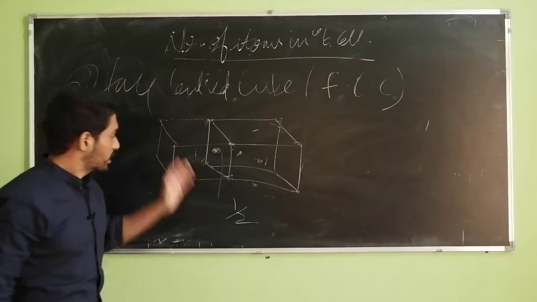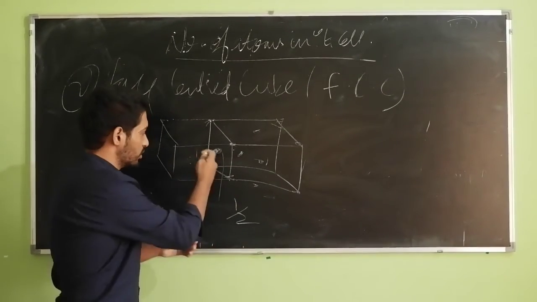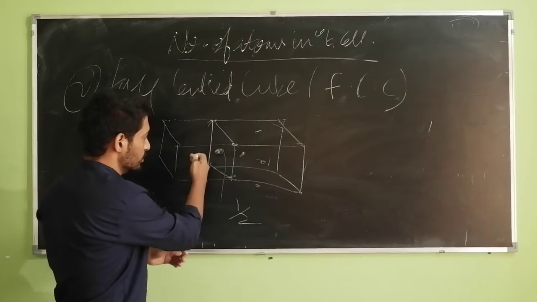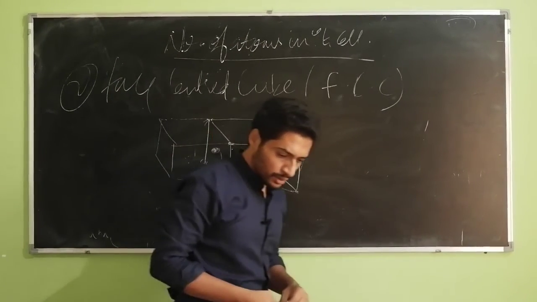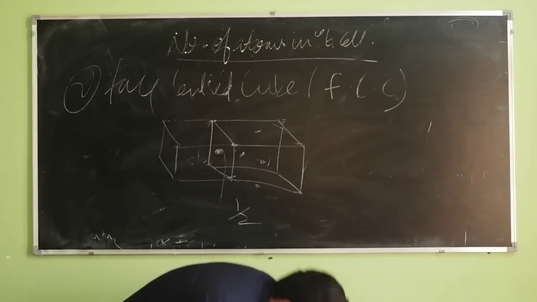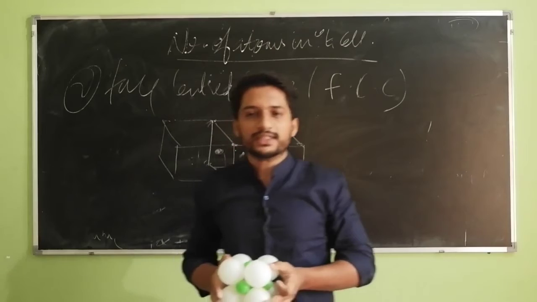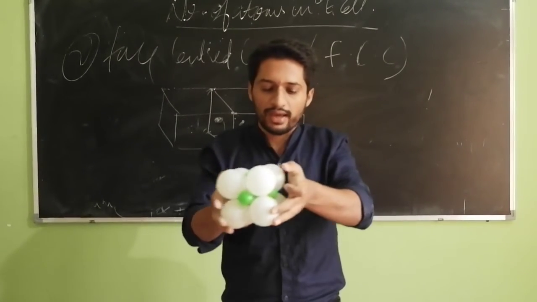Because this atom is being shared by 2 cubes, it contributes half to this unit cell and half to the other unit cell. Now let me show you the face-centered cube. This is how the face-centered cube looks.